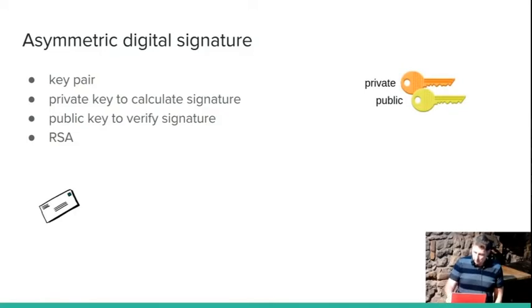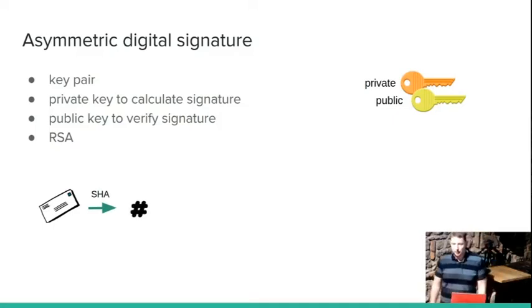So again, you have the pair of keys, and you have the message that you want to sign. You first hash the message, because you don't want to sign thousands of bytes or megabytes, since RSA and asymmetric encryption in general is very limited in message length, as we discussed already.